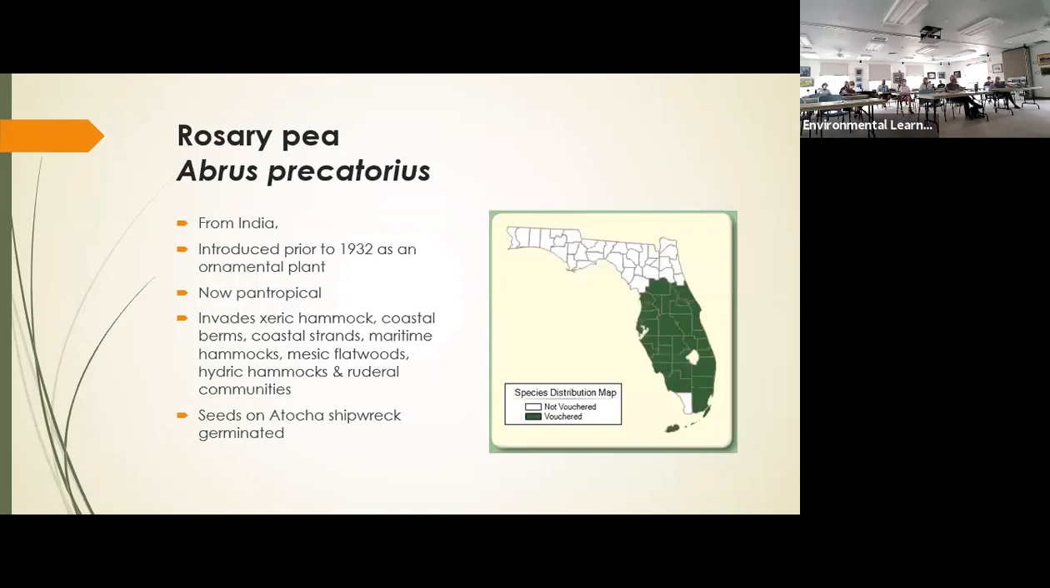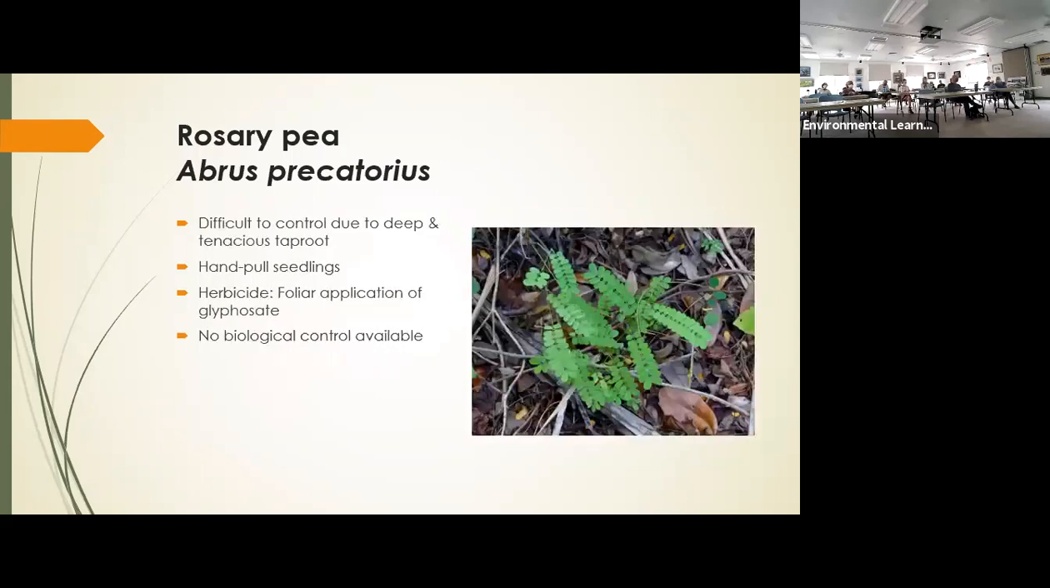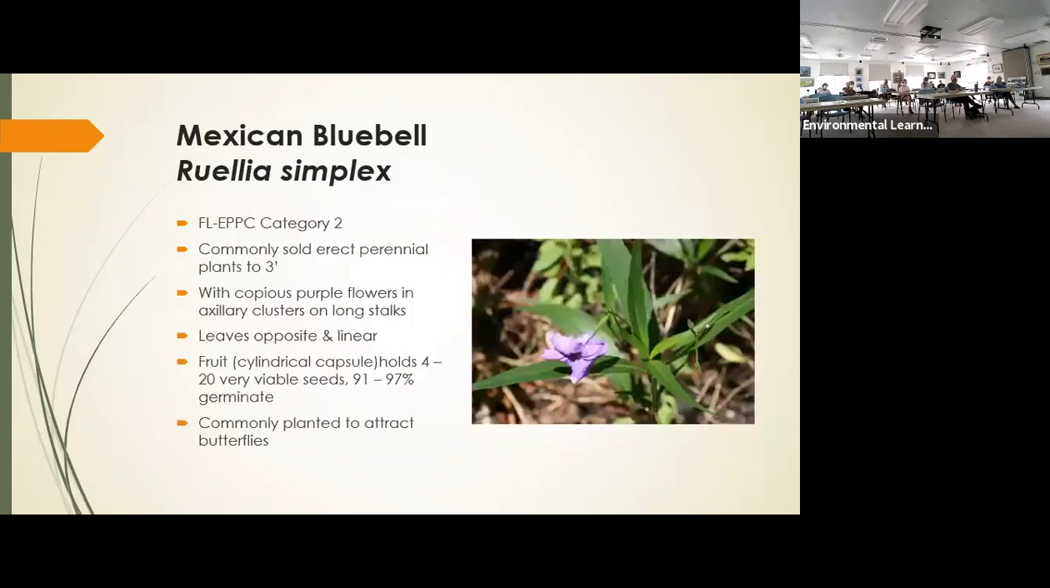So next slide. It's from India. The seeds are always the same size, so in days gone by, they were actually used as a unit of measure. It's now throughout the world. And there were seeds recovered from the Etosha shipwreck that germinated after being underwater for all those years. This is going to last a really long time in the weed seed bank. And next slide. It's got a deep taproot, so you're going to have to keep pulling the seedlings. You can do a herbicide application, and there is no biocontrol available.